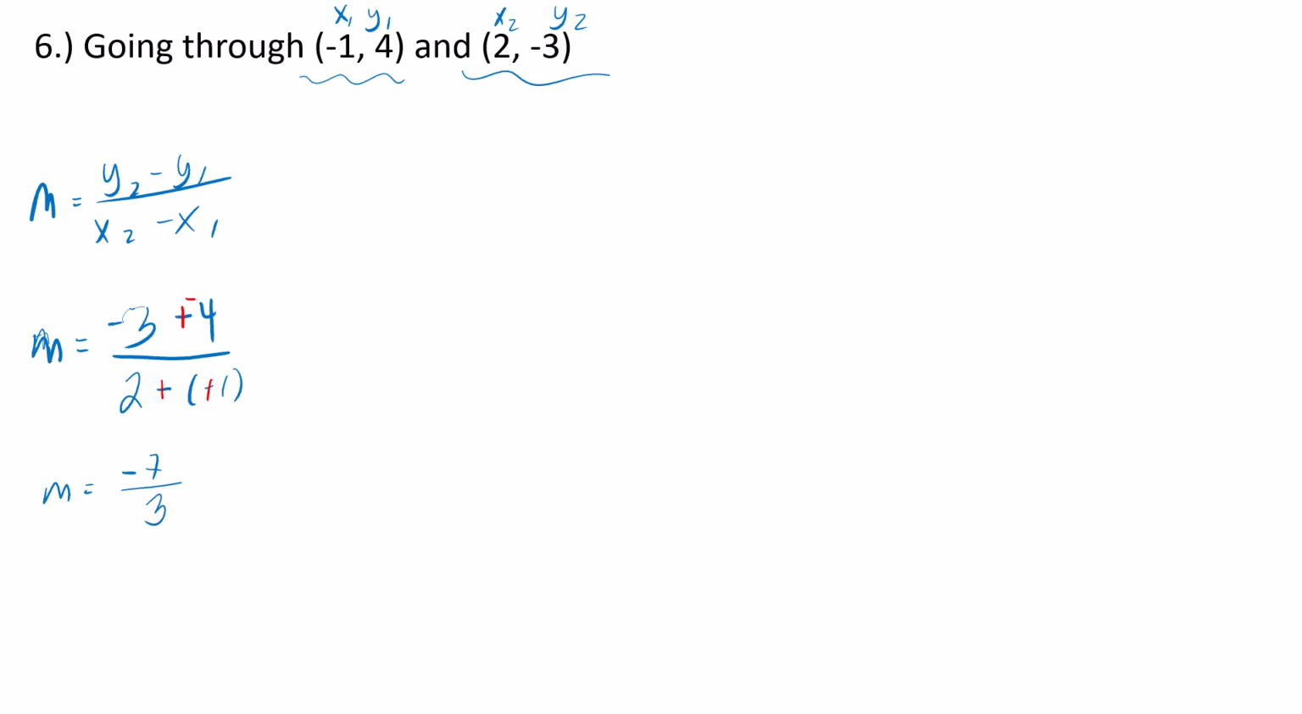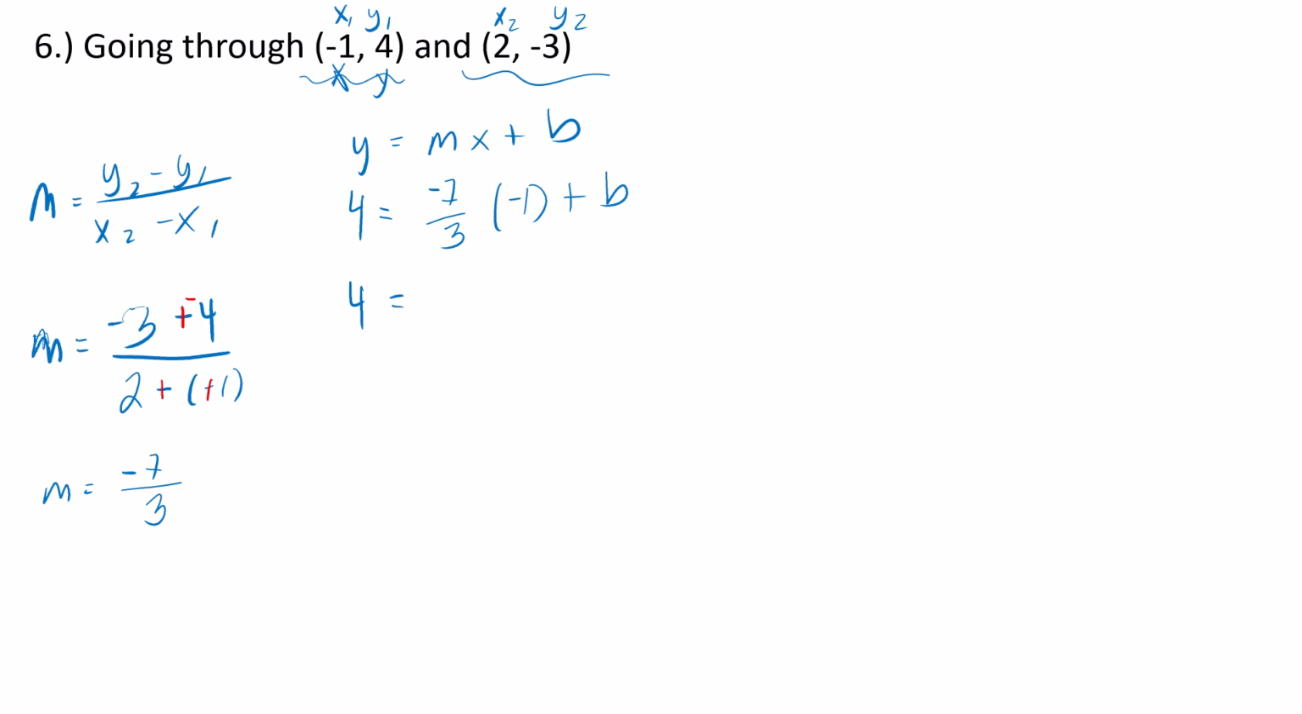Now we've got to do what we just did in the last problem. We've got to go find the y-intercept. And this is not shaping up to be really great. We're shaping up to deal with some fractions here. I'm going to go ahead with point 1, and we'll just use those values for x and y. So y would be 4. My slope is -7/3, and my x value is -1, and we're looking for b.